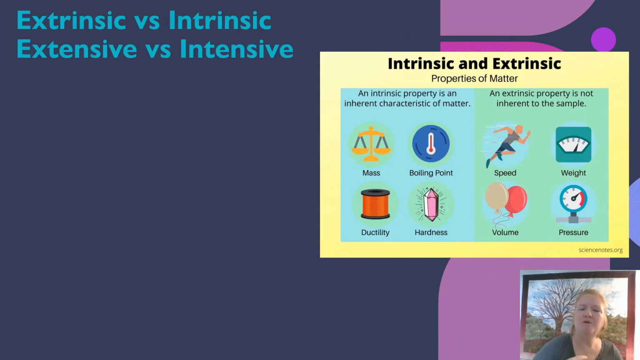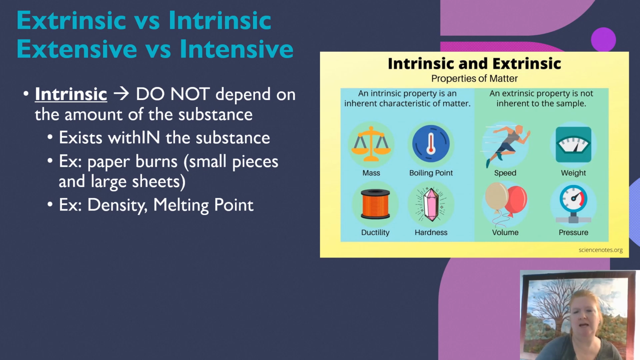All right, now you may have heard of extrinsic versus intrinsic properties. They're also called extensive and intensive. So extrinsic, extensive, same thing. Intrinsic, intensive, same thing. Confusing, I know, but they just call them different things. So what does intrinsic mean? Intrinsic means that property exists and it does not depend on the amount of the substance I have. That property is the same no matter what. So why? Because it exists within the substance. So intrinsic, intensive, within the substance.